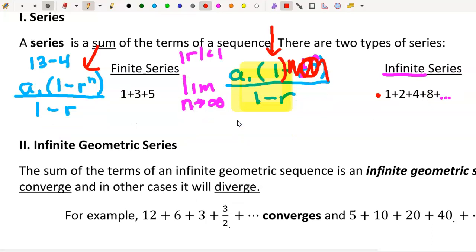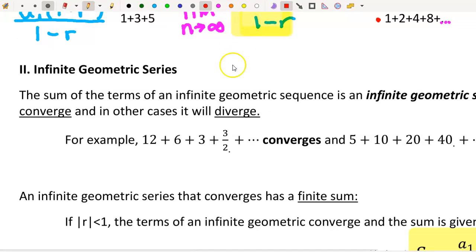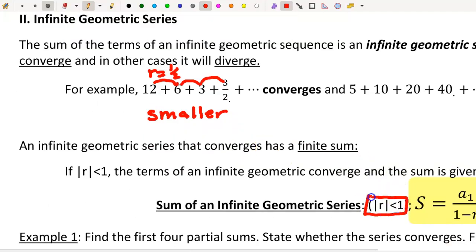And we know they converge or diverge, and I'll give you the situations for how you know when to use any given formula. Okay? So if you notice the numbers in your series getting smaller, that usually means it converges, right? And it means your R is going to be, in this case 1/2, it's going to fall into this restriction to use the infinite series formula. So you can't just use this formula all the time on everything from now on because it's new.